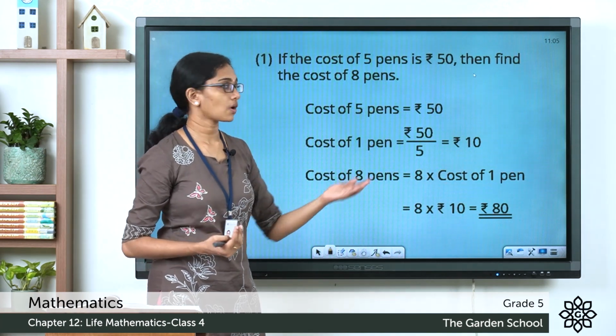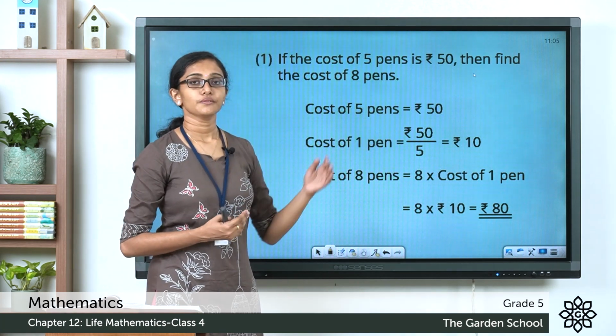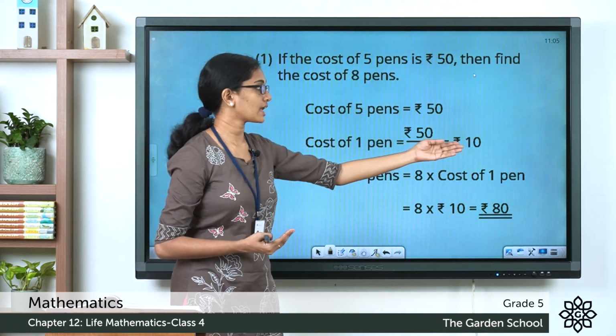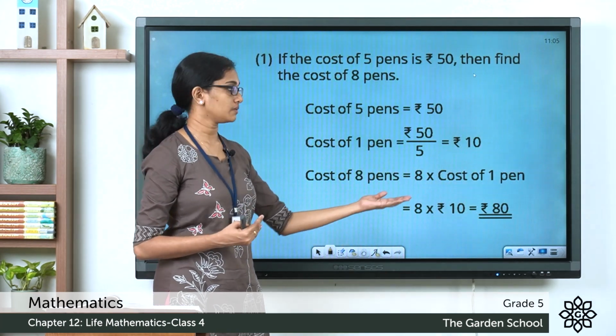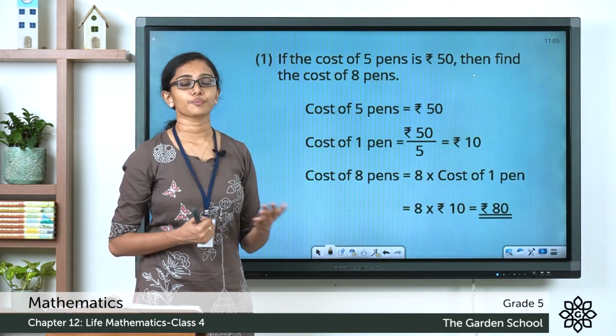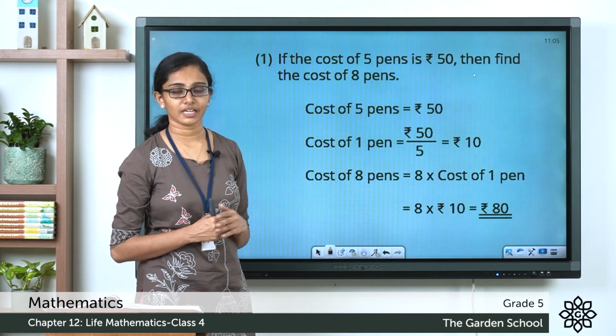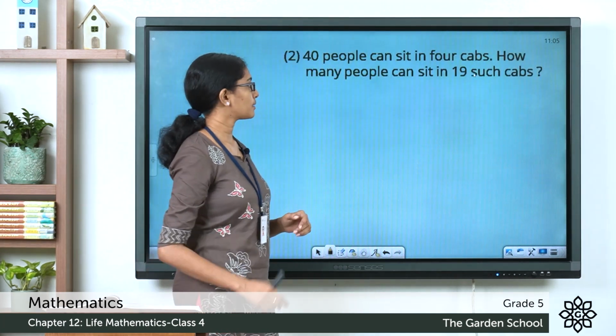So 5 pens cost rupees 50. From that we found out the value of 1 pen and hence we found out the value of 8 pens and that is equal to rupees 80. So I hope this is clear to you. Now let's see one more example.